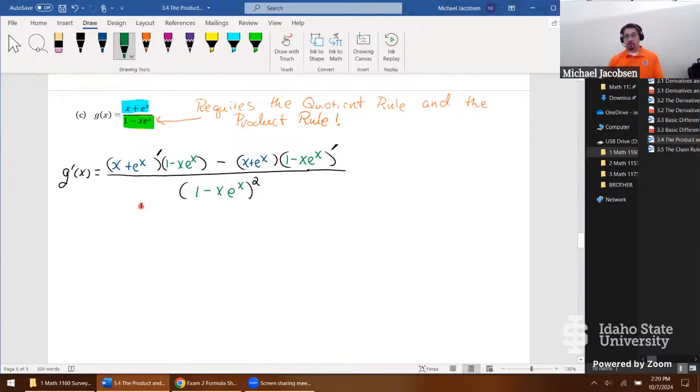We are done with the quotient rule. We just have to differentiate here. That one's not so bad. It's a sum rule. But we also have to differentiate here. That's where the product rule, once again, shows up. So that bit just on its own is a product rule.